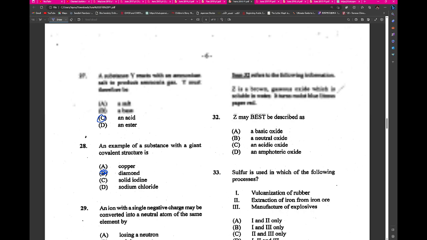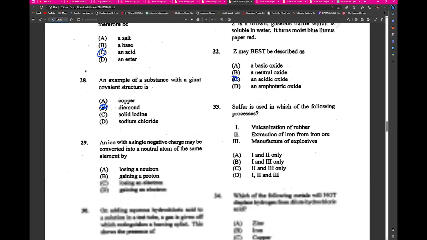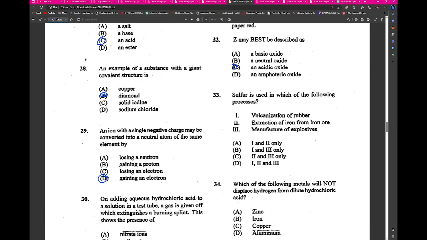Alright. Let's look at this now. Z is a brown gaseous oxide, which is soluble in water. It turns moist litmus paper red. So this is an acidic oxide, most likely nitrogen oxide. Sulfur is used in which of the following processes: the vulcanization of rubber, manufacture of explosives? 1 and 3.